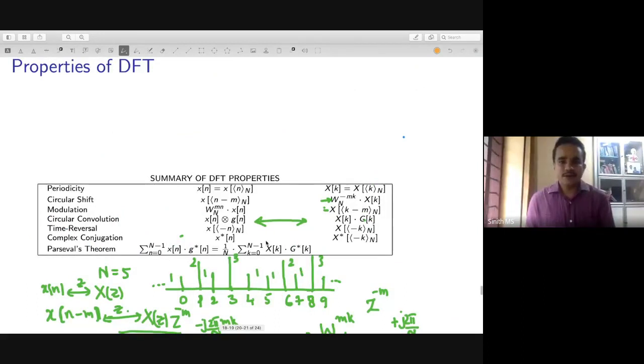So if you have x star t, your Fourier transform is going to be X star of minus j omega. Similar to that, in the DFT domain, if you have x star n, your DFT will be X star of minus k mod N. Okay, and then the Parseval's theorem.